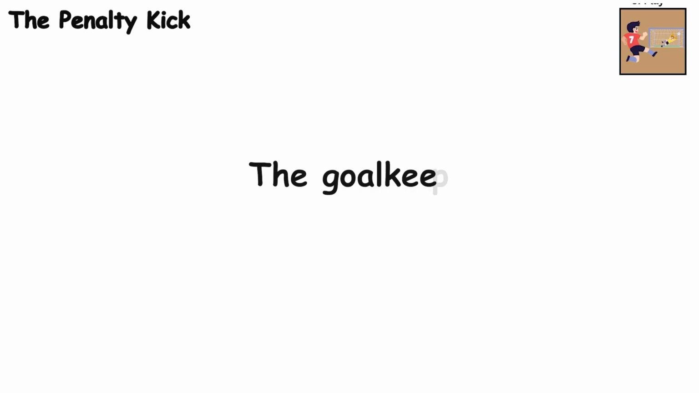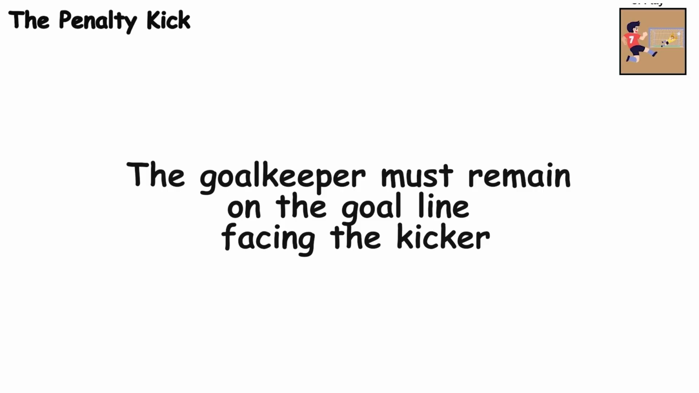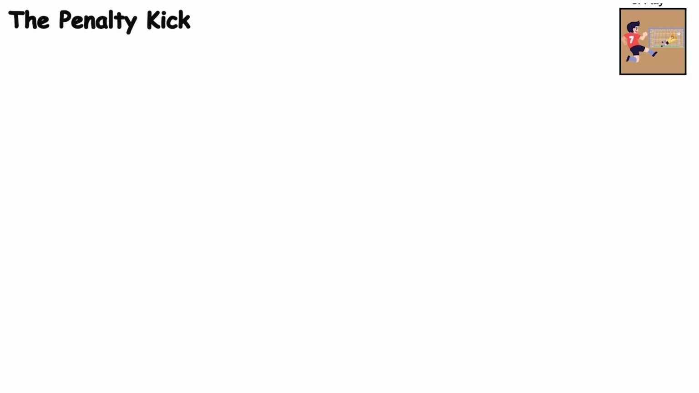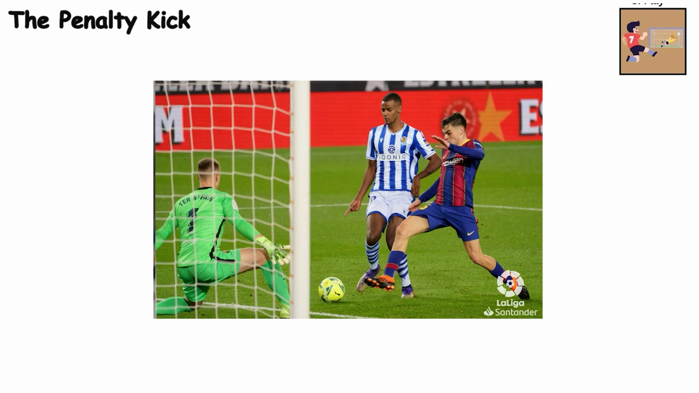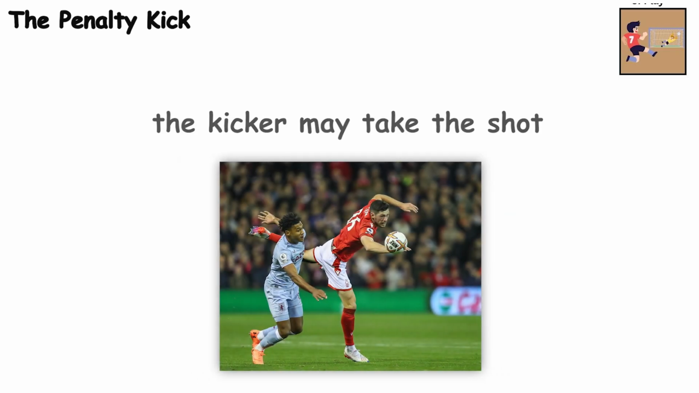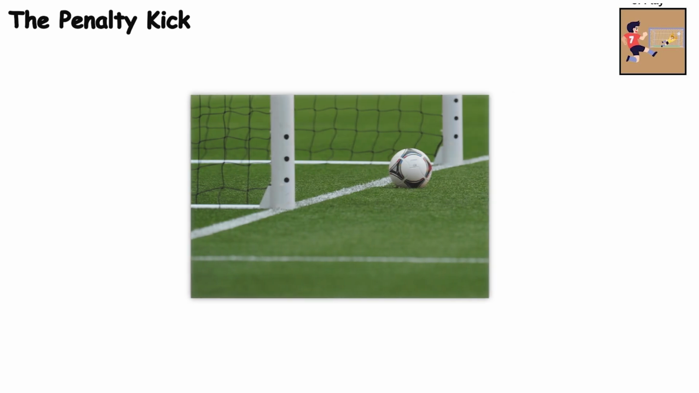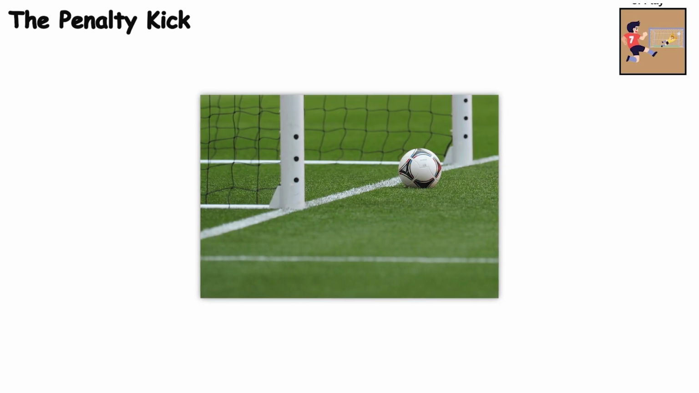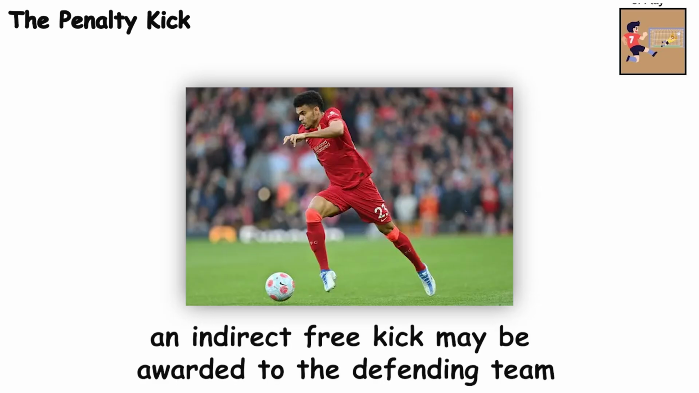The goalkeeper must remain on the goal line facing the kicker, without moving off it until the ball is kicked. They may move side to side along the line but cannot move forward before the ball is struck. Once the referee blows the whistle, the kicker may take the shot. The ball must be stationary when struck. If the kicker plays the ball twice before it touches another player, the kick is retaken, or an indirect free kick may be awarded to the defending team depending on the outcome.